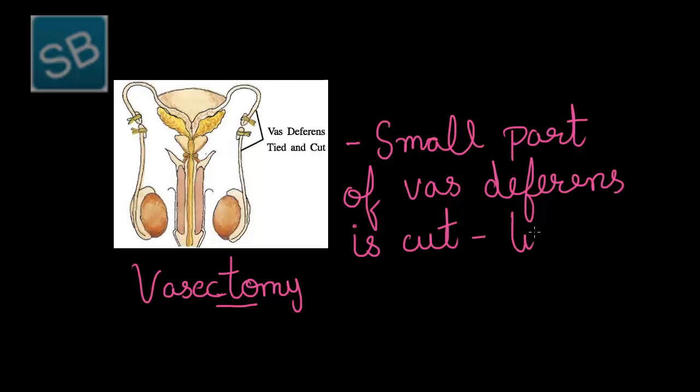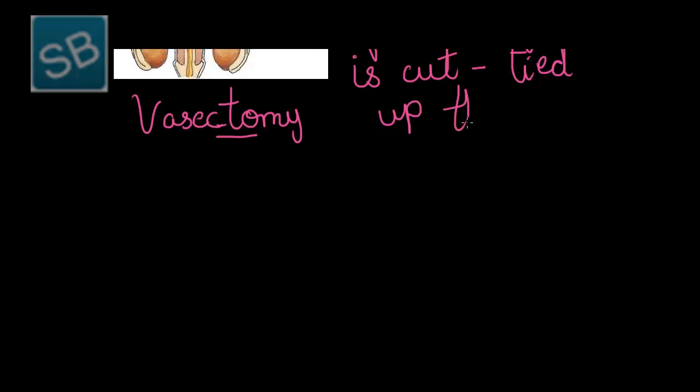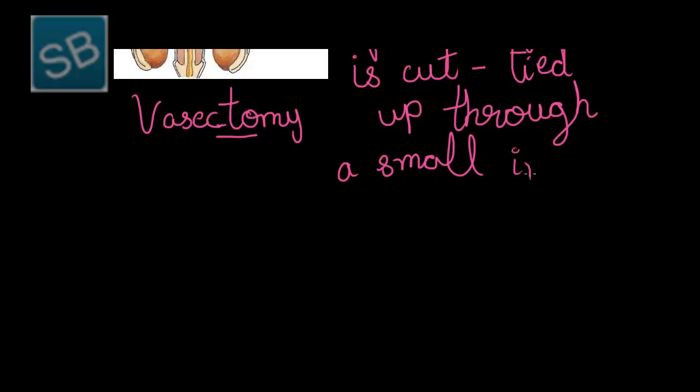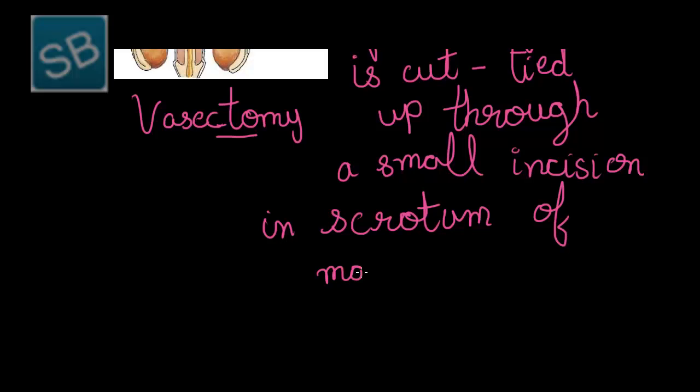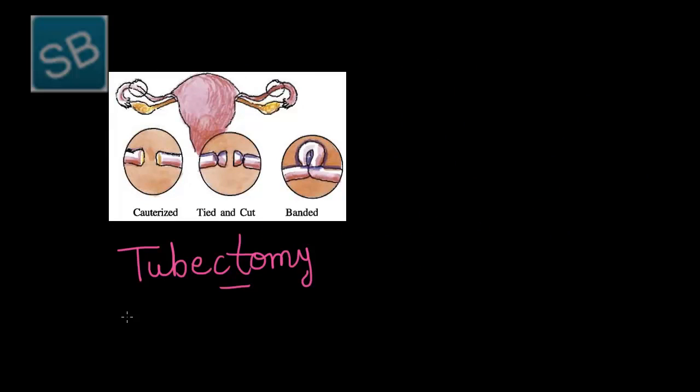After cutting, it is tied up through a small incision in the scrotum of the male. Then comes the second type of sterilization method: tubectomy. It is a type of sterilization method that occurs in females. As can be seen from the figure, a small part of the fallopian tube is cut and then tied up in the form of a band through a small incision in the abdomen or through the vagina.